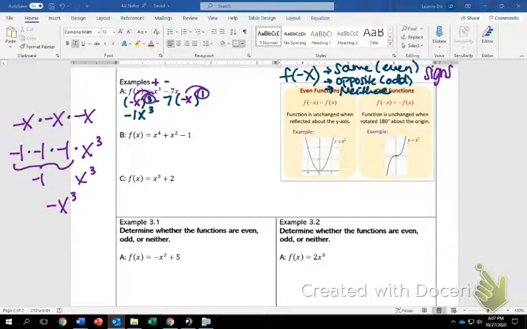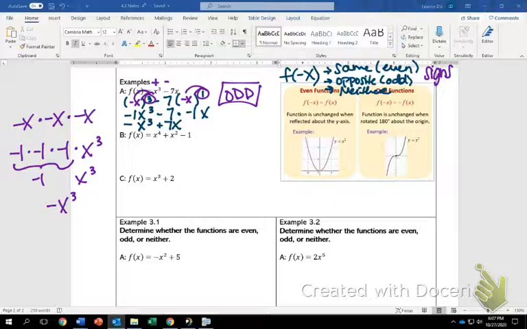Negative 7 times a negative 1. Let me get rid of my parentheses. Negative 1 x. Well, 2 negatives make a positive. So it's going to be negative x cubed plus 7x. Okay, so let's examine the signs. At the beginning, we had positive followed by a negative, but now we have a negative followed by a positive. It's the exact opposite. And since it's the exact opposite, we would answer the question by saying that our function is odd.